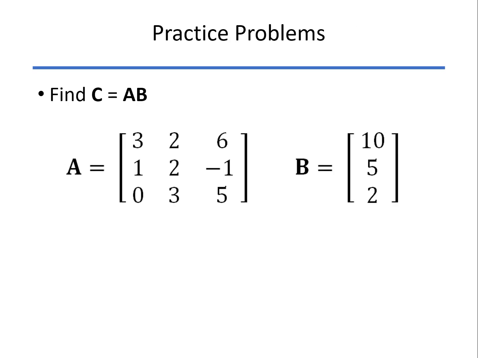And so in this case, again, I'll skip over some of the calculations, but this is a 3 by 3 times a 3 by 1, and so our answer is going to be a 3 by 1, in other words, another column matrix. And again, you can check the numbers if you'd like. The first one is going to be 3 times 10 plus 2 times 5 plus 6 times 12, or 30 plus 10 plus 12, or 52.